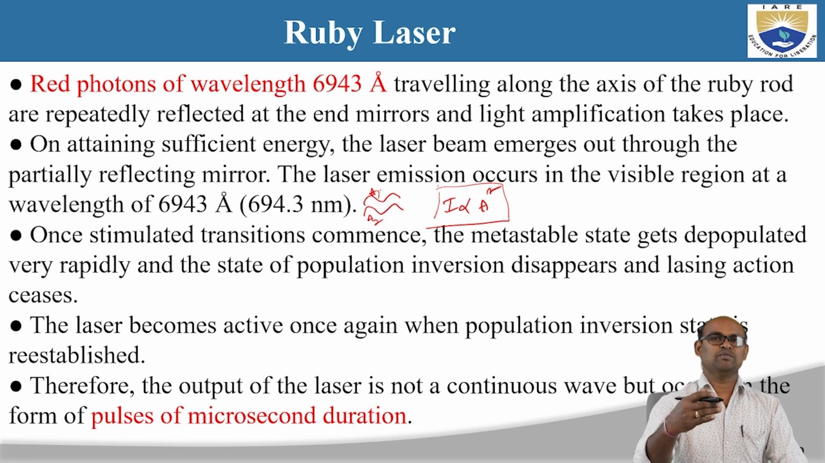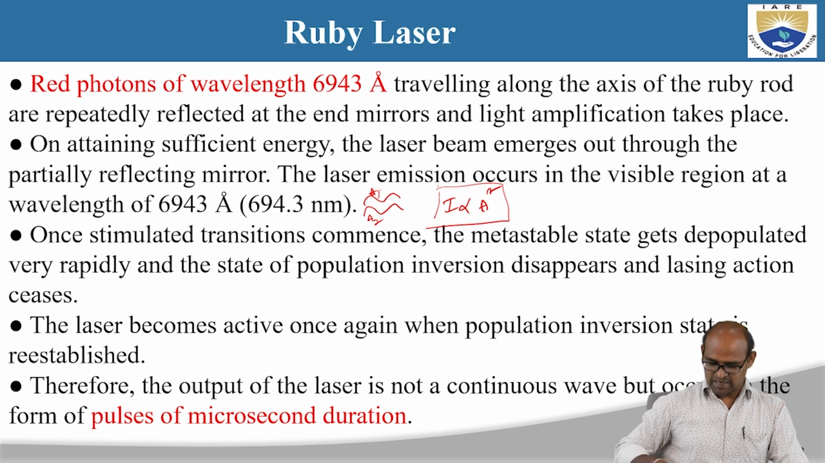So the atoms from the metastable state E2 will decay to the ground state through stimulated emission. So the coherent photons are emitted, and all the photons that are emitted will come out as a pulse. And to have a continuous laser beam, we need to pump the atoms from the ground state to the excited state. So there is a duration to achieve the population inversion. That is the reason why the output laser beam coming out of the ruby laser is not a continuous laser beam, but we get pulse after pulse, and the duration between the pulses is around 1 microsecond.